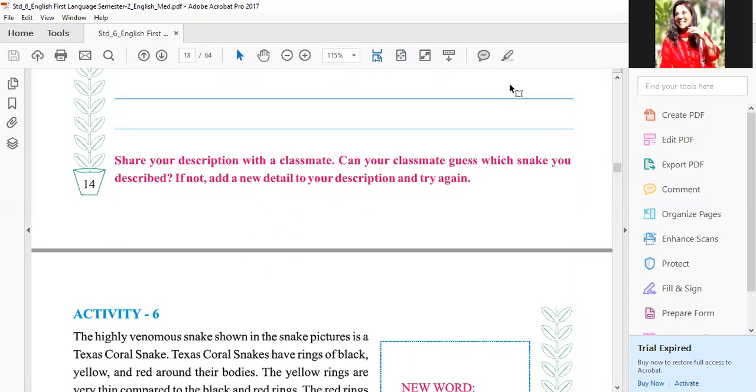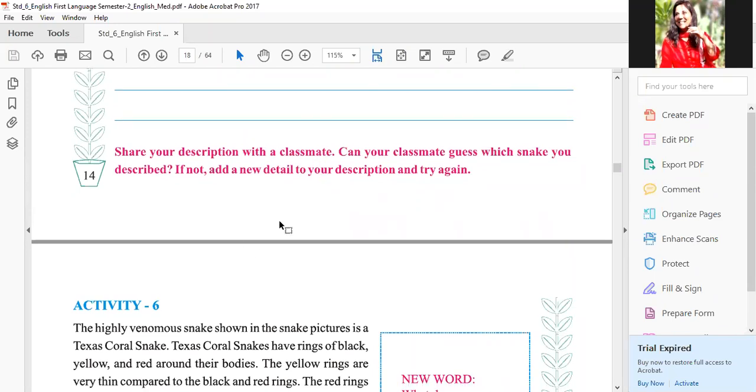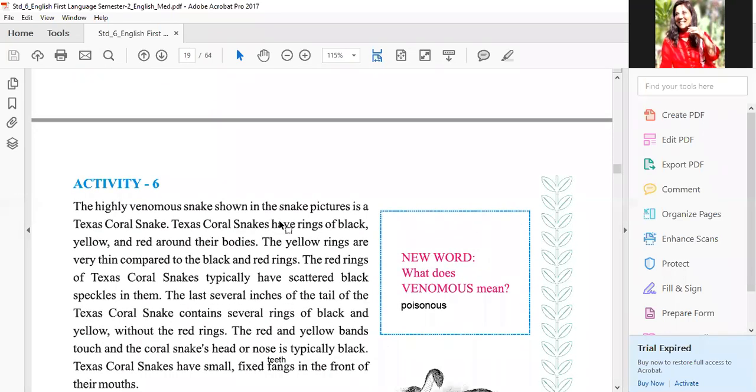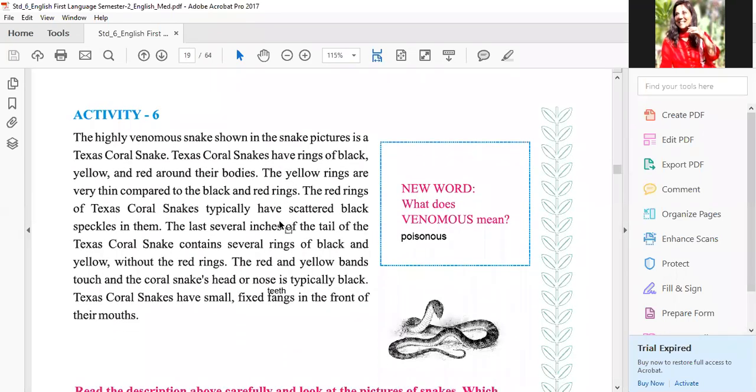After that, yes, we are going to do till here, and then after that in activity 6, let us see what it is. In activity 6, they have described about Texas coral snakes, which I told you, the one snake which is very poisonous, right? The highly venomous snake shown in the snake picture is Texas coral snake. कौन सी picture थी? Number 3. 3 वाला है ना? Texas coral snake, very poisonous, highly poisonous snake. Texas coral snake, underline all these things.